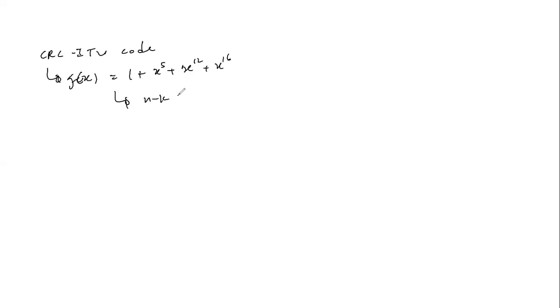So an example of a cyclic redundancy check code is the CRC-ITU code with the generator polynomial g(x) equal to 1 plus x to the power 5 plus x to the power 12 plus x to the power 16, and n minus k, the redundancy, is 16.